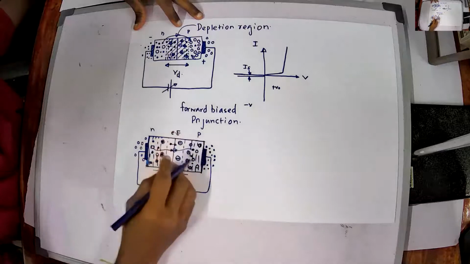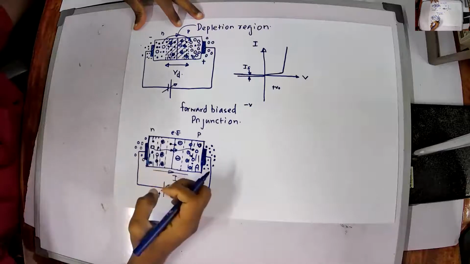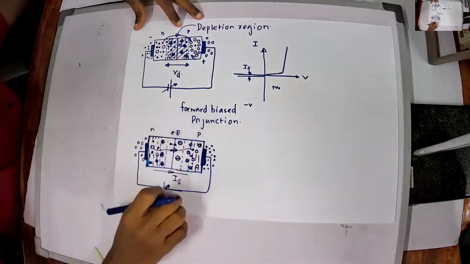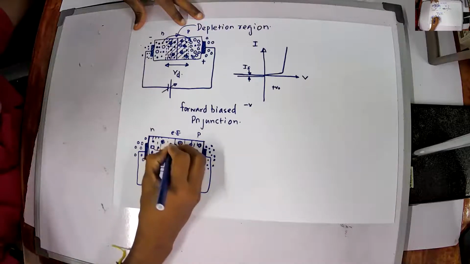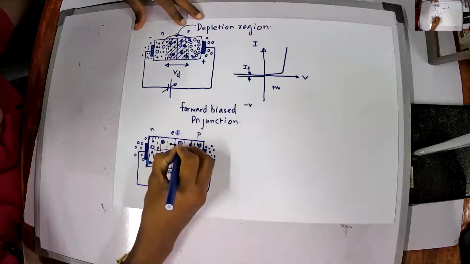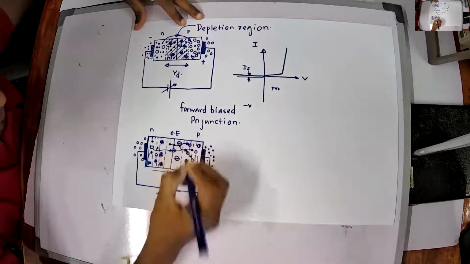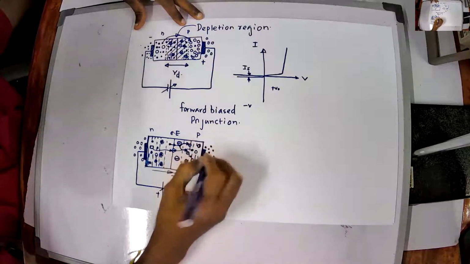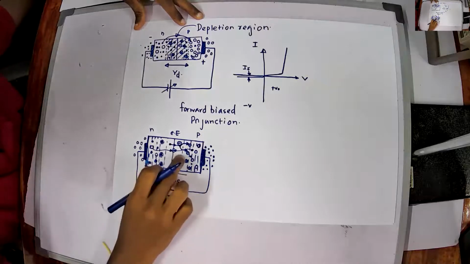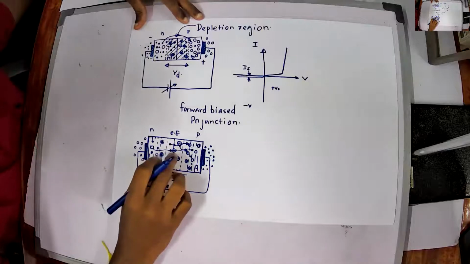If this eE is sufficient to remove the electron from the bond, it will be removed, and it will be further accelerated by the electric field, and that accelerated electron will hit another electron at the bond, and now two electrons will be created. So those two will be removed and accelerated, and they will hit another two, and then four will be created. Likewise, a carrier multiplication will happen. So this is a rapid process.